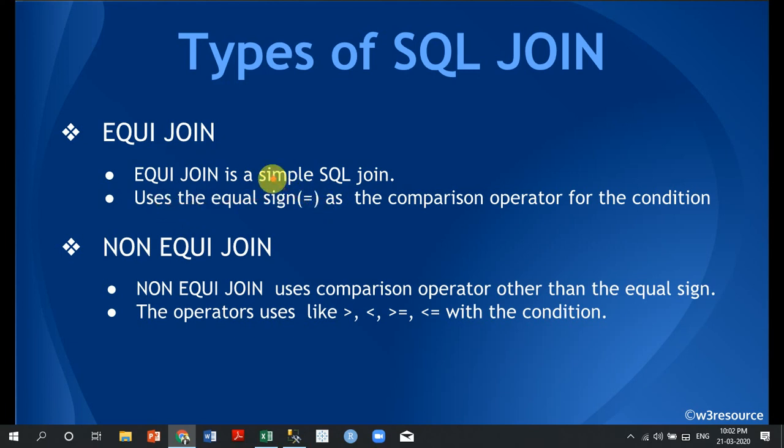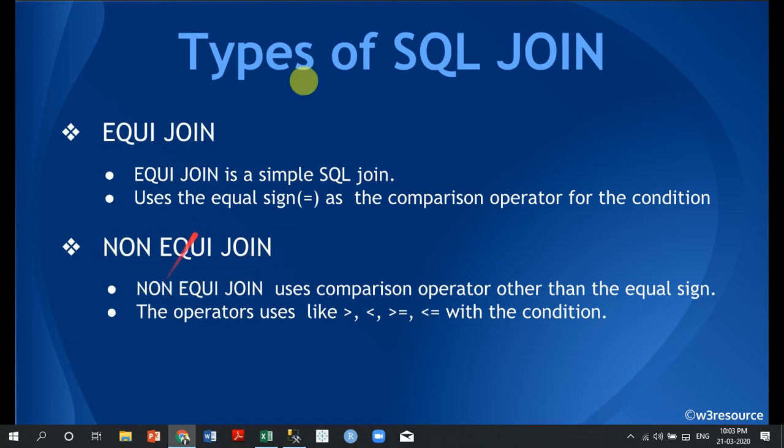You will connect both tables with the help of an equality condition, that means the equality operator. The equal operator is used as the comparison operator for the condition. That means if a record in one column of my table is equal to a record in a column of my second table, then equality will take place. Now talking about non-equi-join.